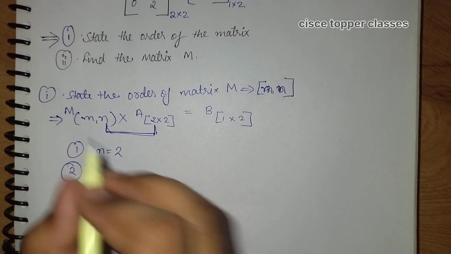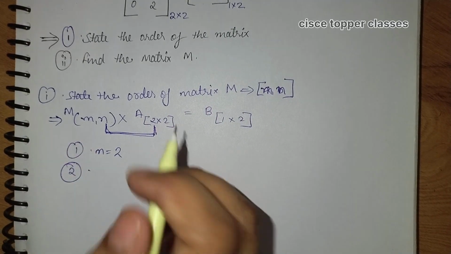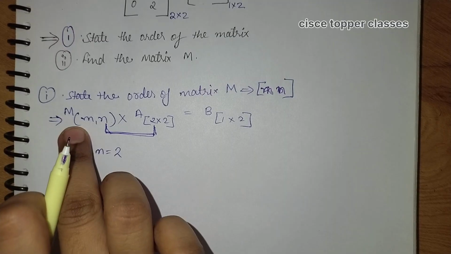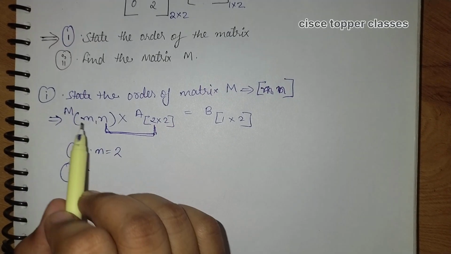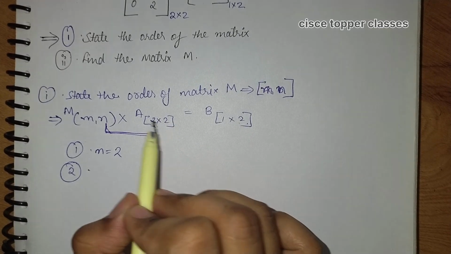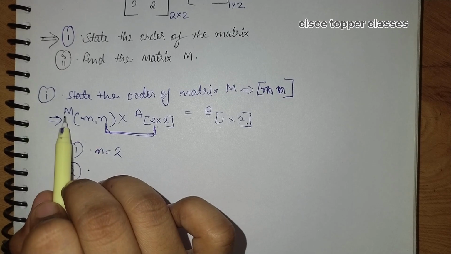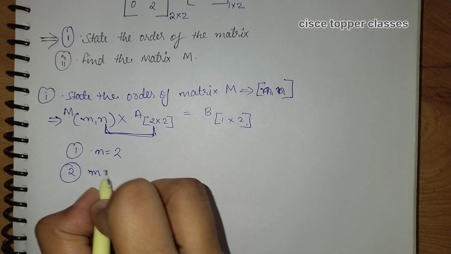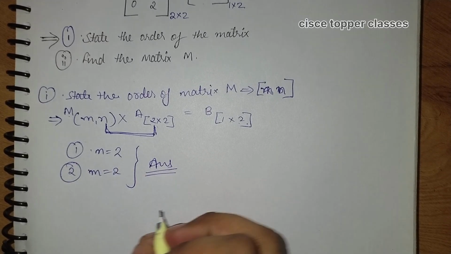Now the second part, M, we have to find. As we know, when two matrices are multiplied, the matrix obtained will be of the order of the number of rows of the first matrix and the number of columns of the second matrix, that is 1 cross 2 here. So by comparing, M is equal to 1. Hence this is the answer of question number 30, first part.